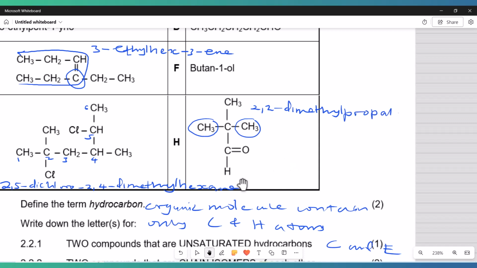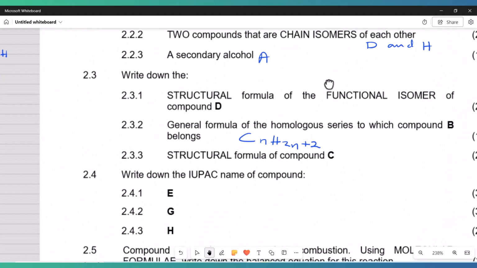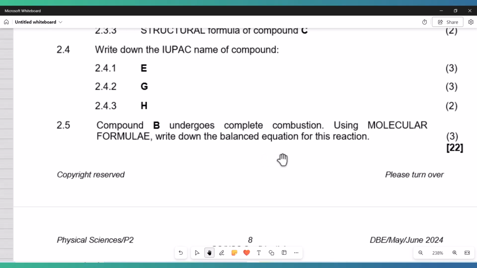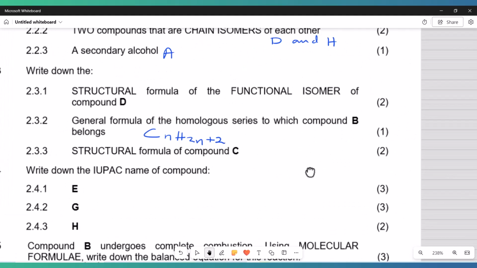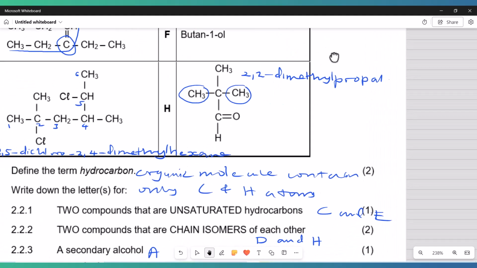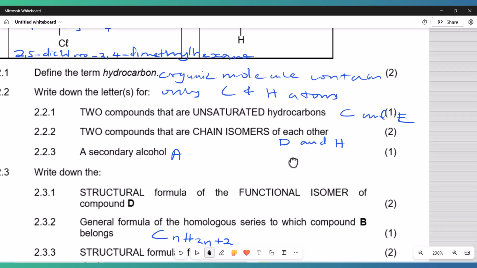Okay, let us continue then. Next question here. Compound B undergoes complete combustion. Using the molecular formula, write down the balanced equation for this reaction. Now compound B is this alkane here with 7 carbon atoms. So let us balance it here.